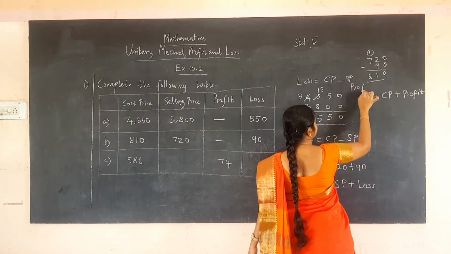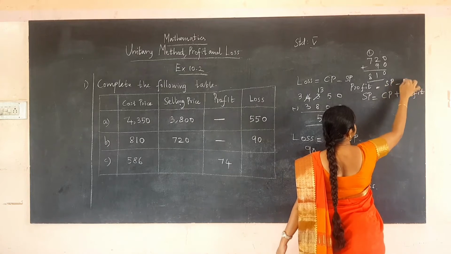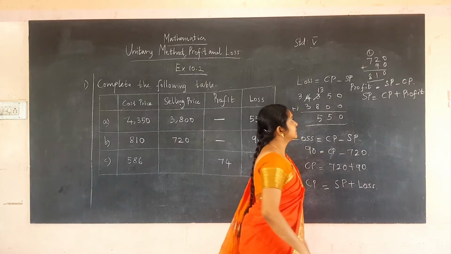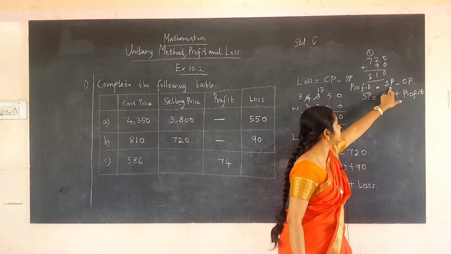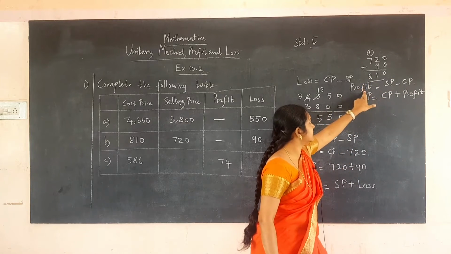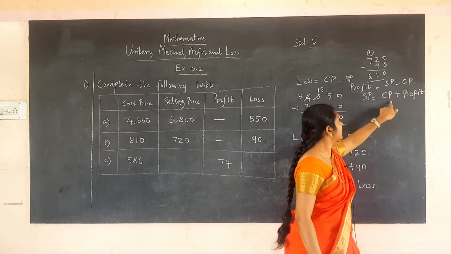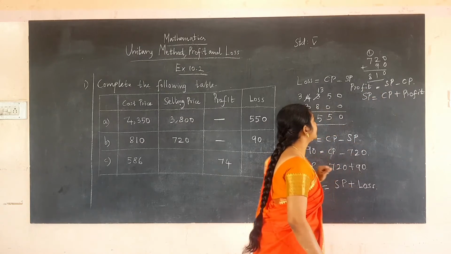We already know that profit is equal to selling price minus cost price. Here we have to find the selling price. So keep the selling price here and bring the cost price here, so this minus will become plus. So selling price equals cost price plus profit.